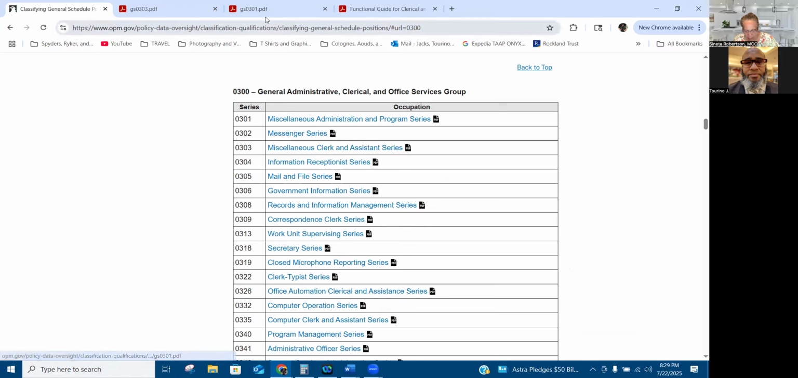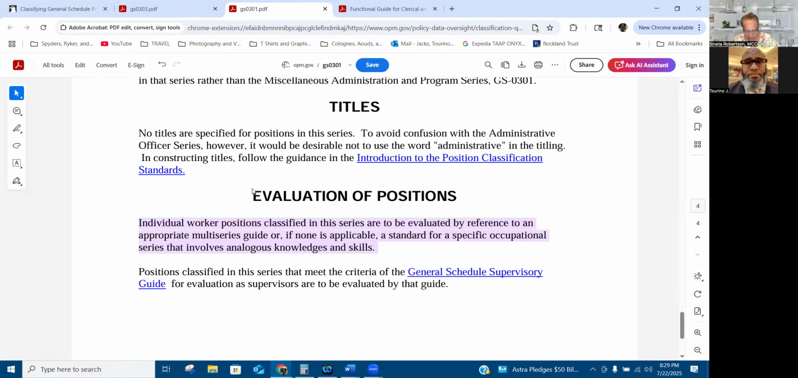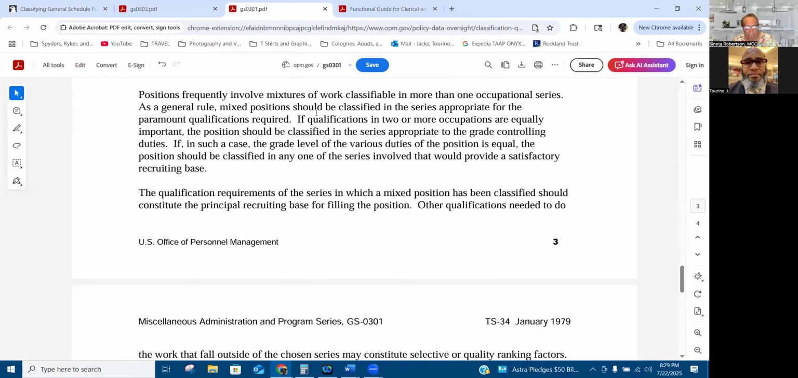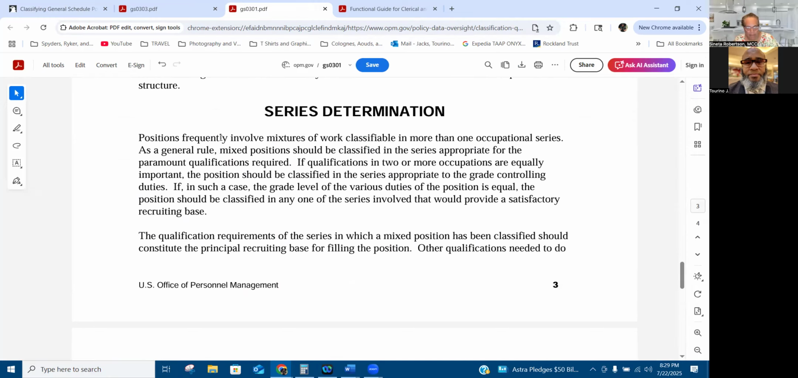Okay, all right. I got the 301 here. And it should talk about that somewhere in here, in the series determination, right? Yes. Okay, frequently positions have a mixture of work classifiable in more than one occupational series. As a general rule, mixed positions should be classified in a series appropriate for the paramount qualifications.